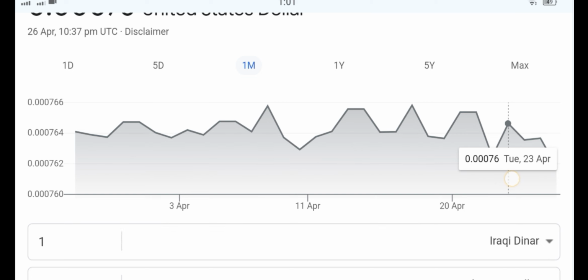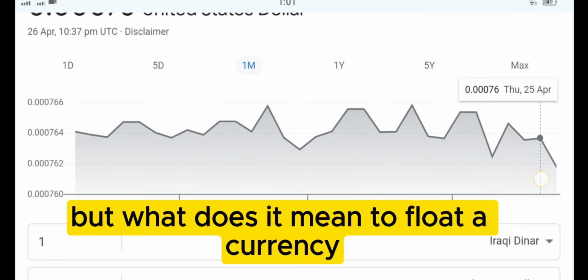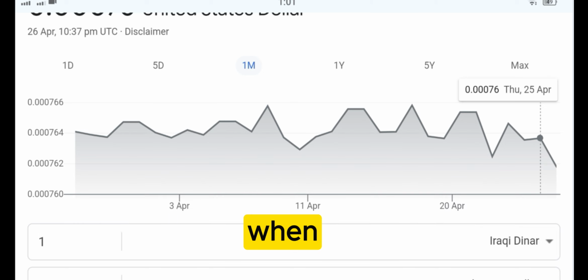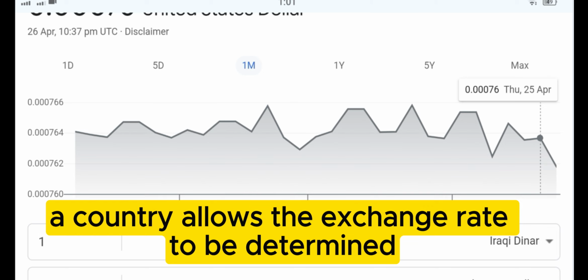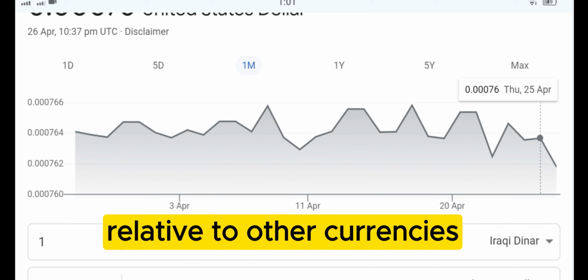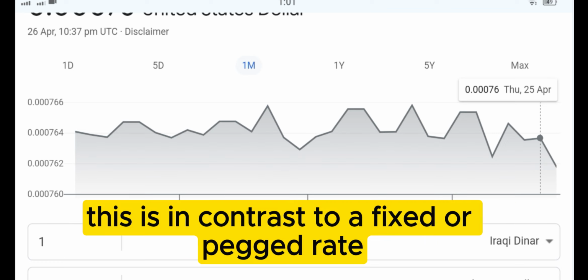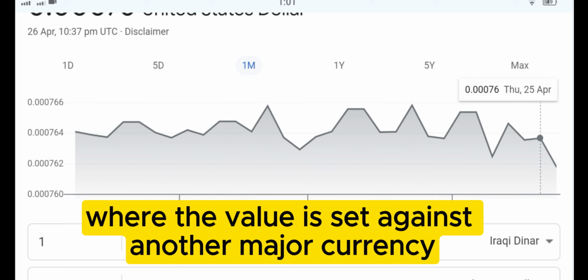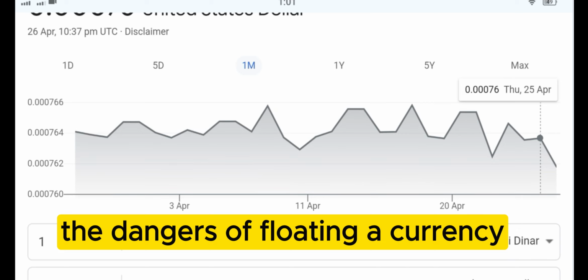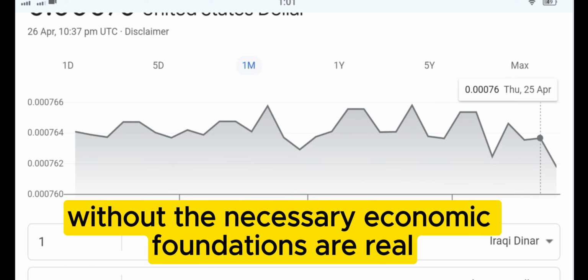But what does it mean to float a currency like the Iraqi dinar? Floating a currency refers to when a country allows the exchange rate to be determined by the open market through supply and demand relative to other currencies. This is in contrast to a fixed or pegged rate, where the value is set against another major currency, like the US dollar.